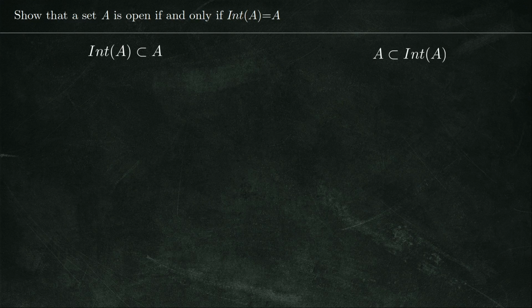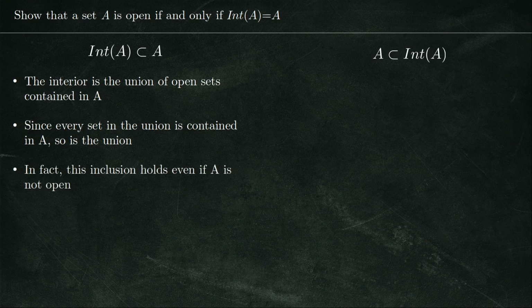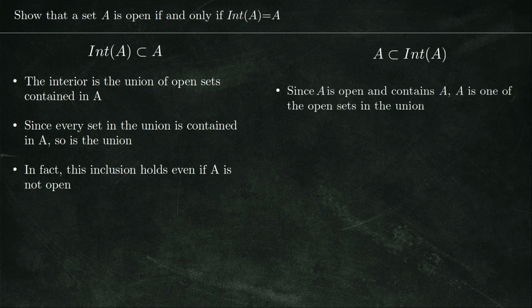Okay, so firstly we need to show that the interior of A is a subset of A. So the interior is the union of all open sets contained in A. Since every set in the union is contained in A, so is the union as a whole. And in fact, this inclusion holds even if A is not open. So the interior of a set is always contained within that set. Now for the other inclusion, we know that A is open and it is contained in A, or contains A, and therefore A is one of the open sets that's included in the union.